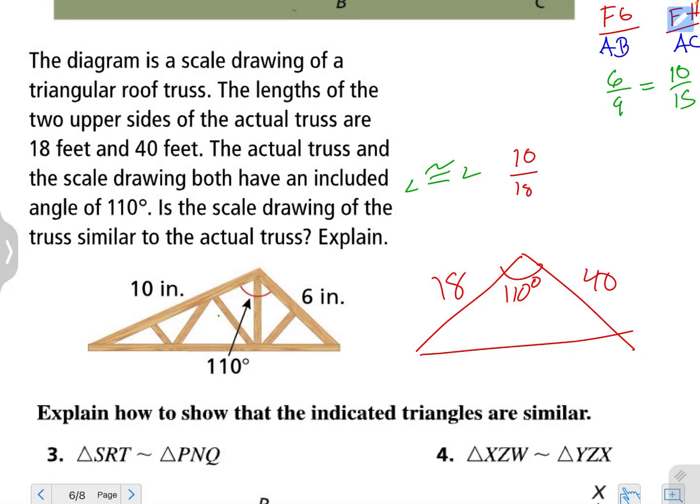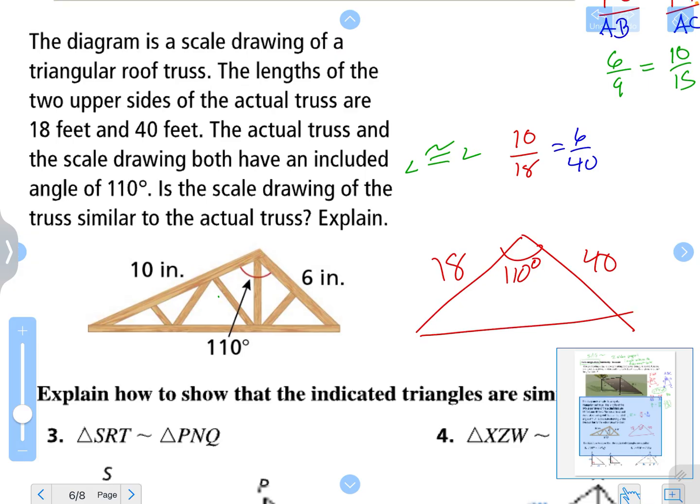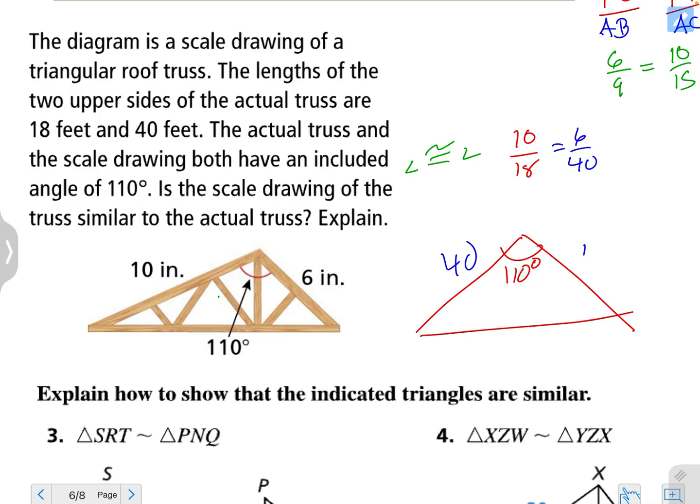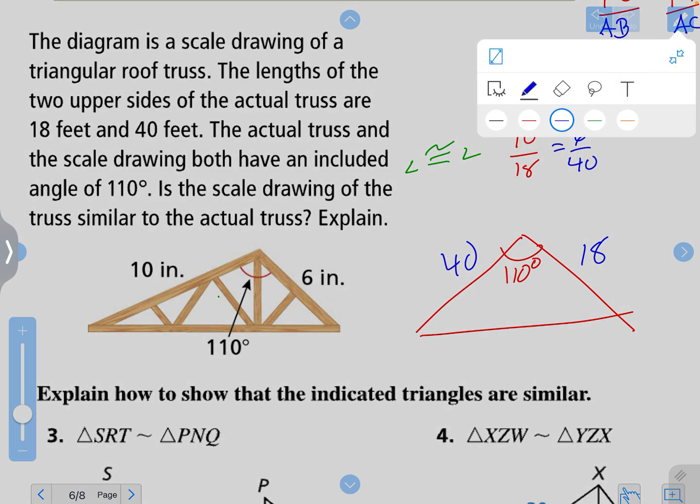So we need to go 10 over 18, and we need to go 6 over 40. So again, we're going to type those into our calculator. 10 divided by 18 gets us 0.5 repeating, and then we're going to go 6 divided by 40. And we do not get 0.5 repeating. Nope, hold on. I did that wrong. I was not reading the question carefully enough. My 40 should have been here, and my 18 should have been there. That's my fault.